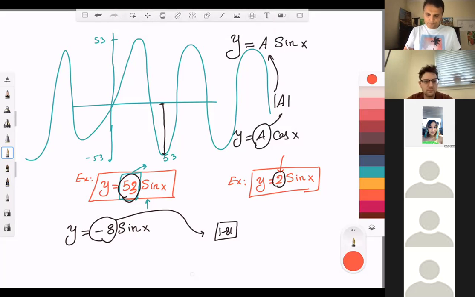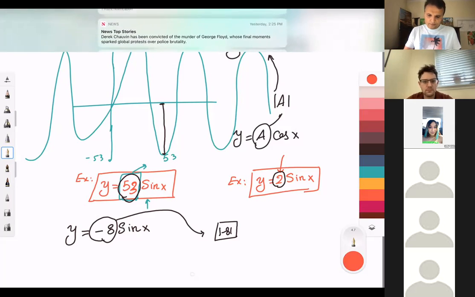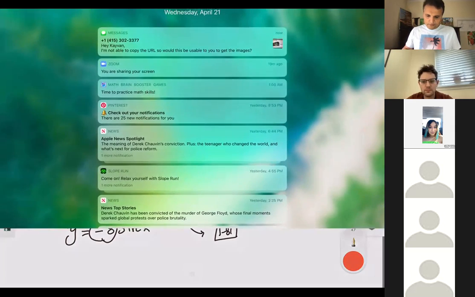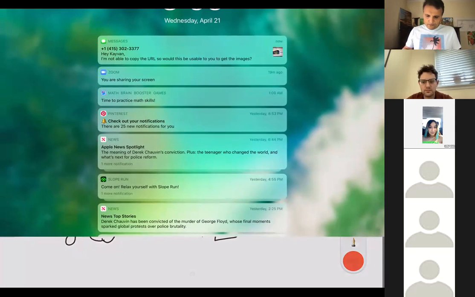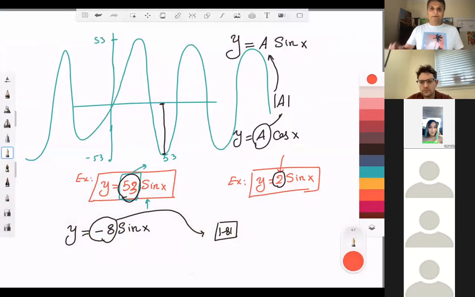What was that? So many notes. I'm not able to copy the URL, so I don't know.